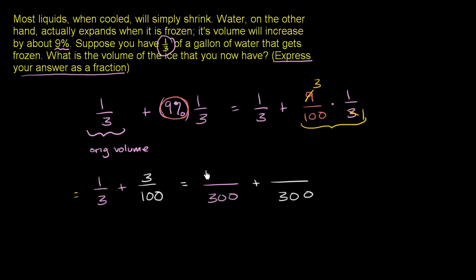So 1/3 is the same thing as 100 over 300. And to go from 100 to 300, we had to multiply by 3 in the denominator, so we have to multiply by 3 in the numerator as well. So 3/100 is the same thing as 9 over 300. And now we're ready to add. This is going to be 100 plus 9 over 300, which is 109 over 300. So this is the volume of ice that I now have expressed as a fraction.